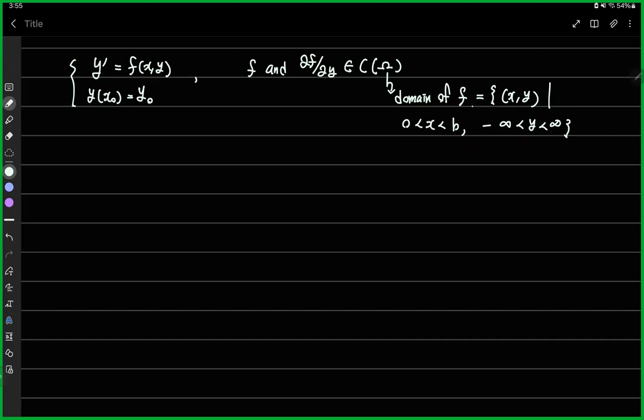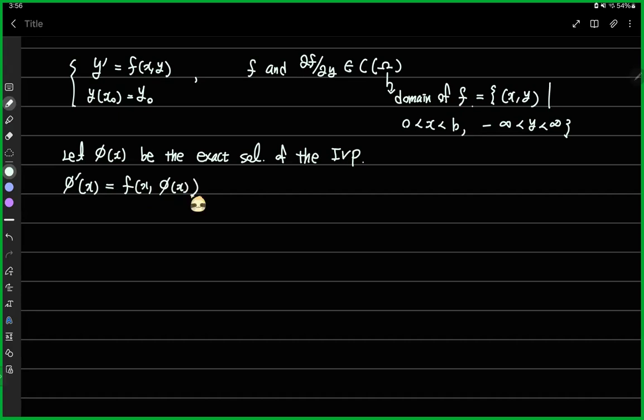Okay, and then we can find as many partial derivatives of f as needed. Now let's say phi of x is the exact solution of the initial value problem. Then phi prime of x is going to be f of x comma phi of x, isn't it? Because phi is the exact solution of the problem.